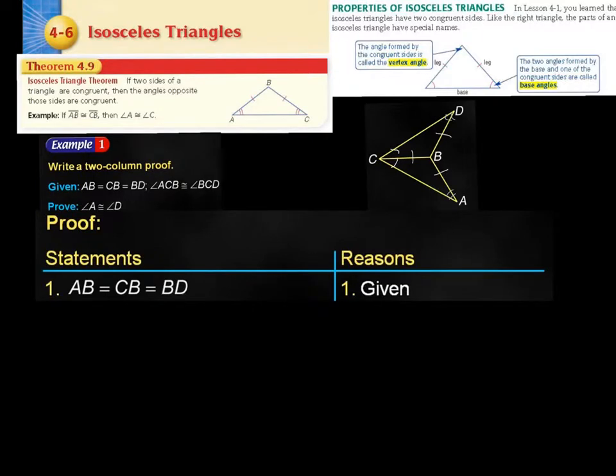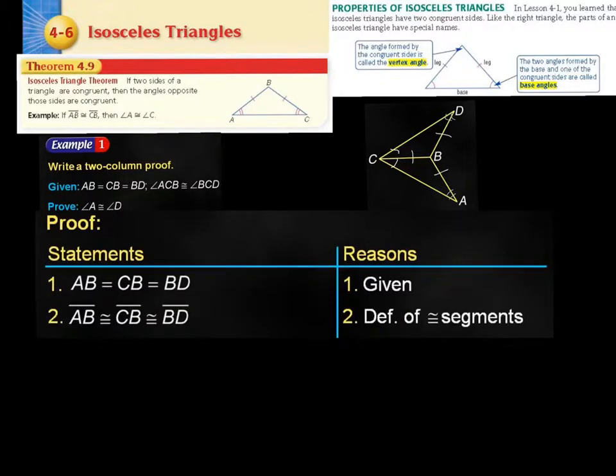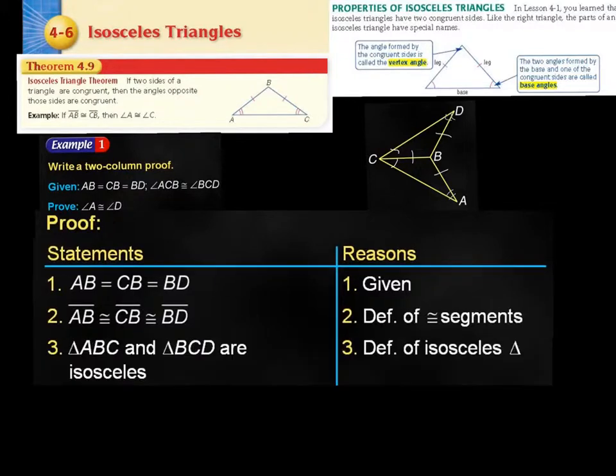This time they were nice and just gave us one part of our given. So they just said that the lengths are equal. AB is equal to CB is equal to BD because it's given. If they're equal in length, they must be congruent by the definition of congruent segments. And by the definition of isosceles triangles, triangle ABC and triangle BCD must be isosceles.